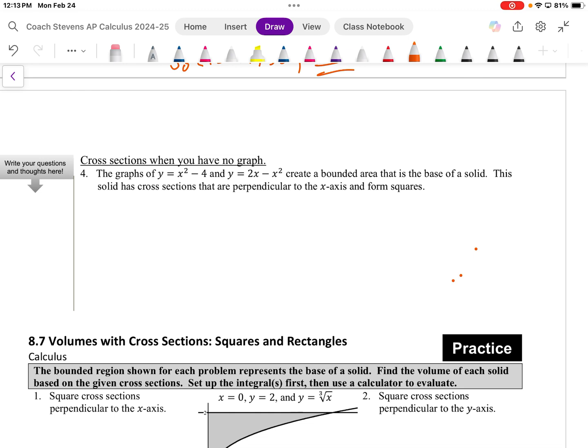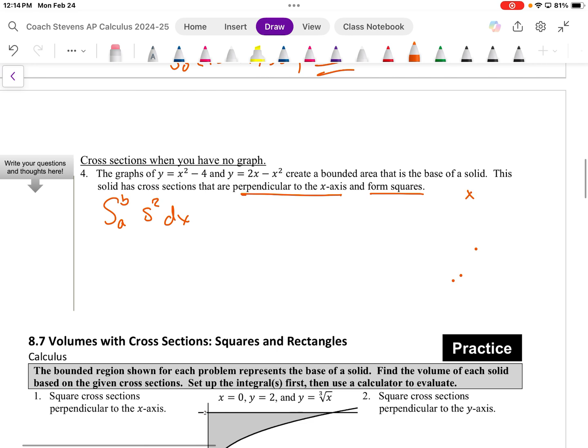The graphs of y equals x squared minus 4 and y equals 2x minus x squared create a bounded area that is the base of a solid. What is the solid that has cross sections perpendicular to the x-axis? That means I don't have to change, and they form squares. Sweet. So that means I can use the format of the integral from A to B of a side squared dx. That's what that's letting me know. Okay, so let's find our A and B.